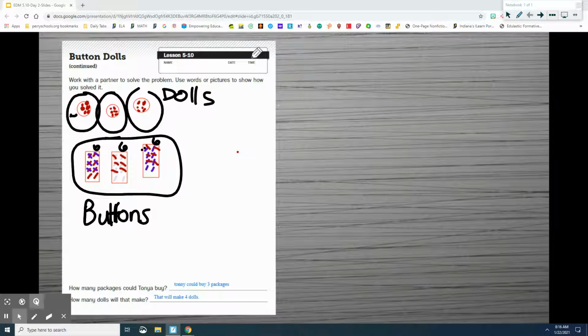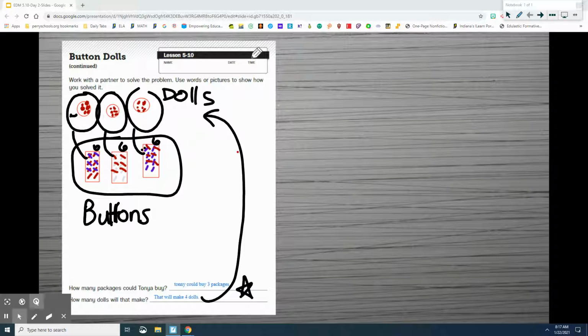So when I look at the bottom with their answer, they said she could buy 3 packages. She should buy 3 packages. And then they said, how many dolls will that make? And they said, it will make 4 dolls. So this is the right answer. Their picture doesn't quite reflect that. And so they crossed off 6 for this doll, 6 for this doll, and then 6 for this doll.